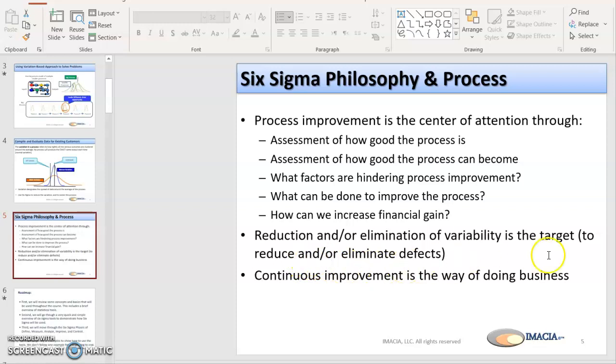Reduction and or elimination of the variability is the target, to reduce or eliminate defects, or the probability, the opportunity for defects and error. Continuous improvement is the way of doing business. That means once you solve the problem and eliminate the errors, you cannot leave it forever. You need to come back and check on it as time passes, and then you can reapply Six Sigma to make further improvements and so on. So this is basically, in a nutshell, the concepts and tools of Six Sigma, and we'll see you in class.